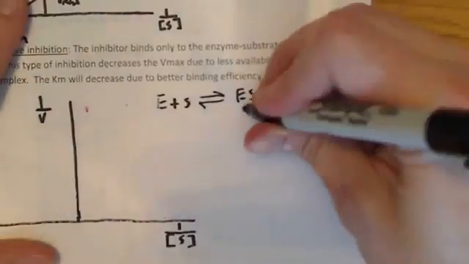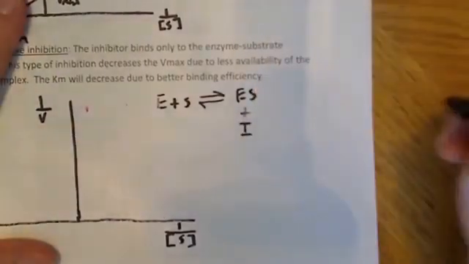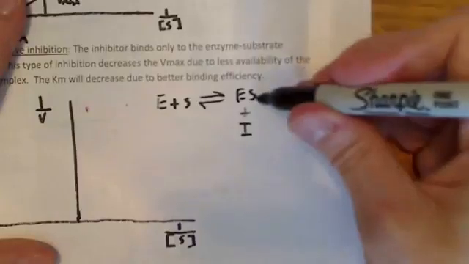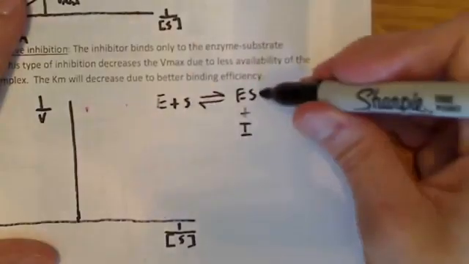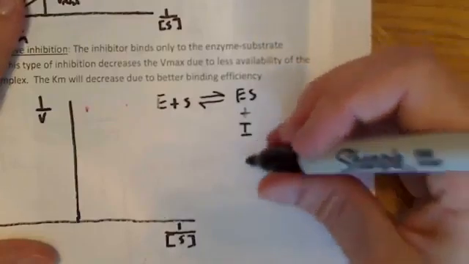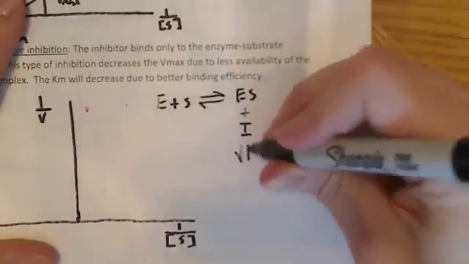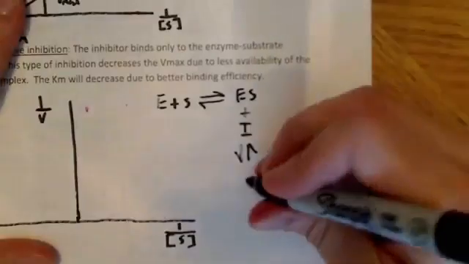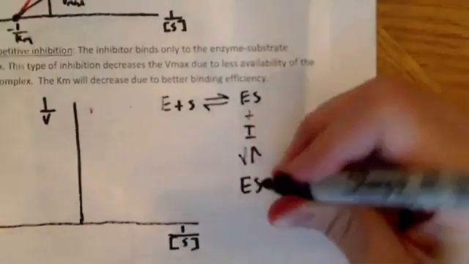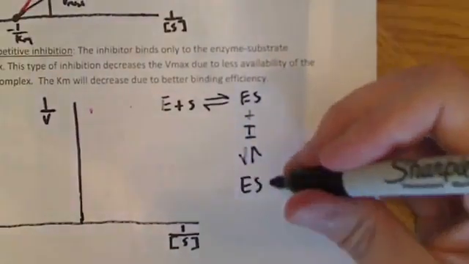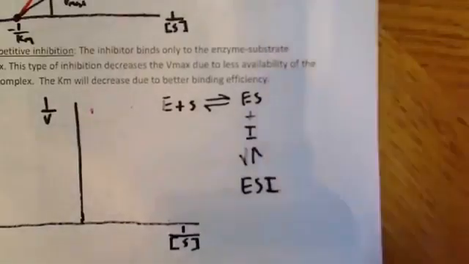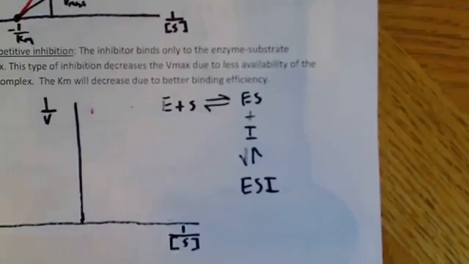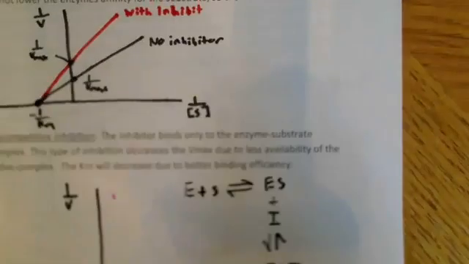Now, I'm going to add the inhibitor just like we did before, but notice it's not over here like it was with competitive inhibition. It's over here with the actual enzyme-substrate complex. And that is going to come down here and form enzyme, substrate, and the inhibitor. Okay? So that's one of the big differences here.